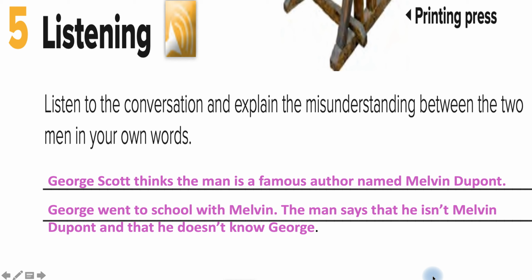So George Scott thinks that the man is a famous author named Melvin DuPont, and George went to school with Melvin, but the man says that he isn't Melvin DuPont and that he doesn't know George.